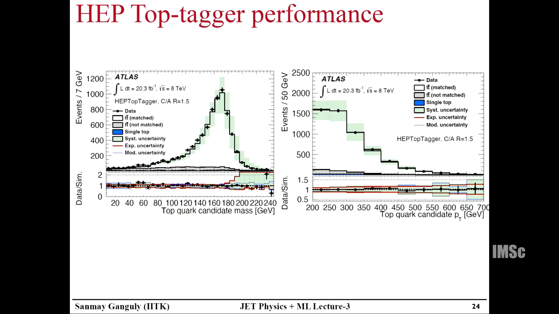This is the performance of HEP-top tagger, that in data it sort of figured out a good top candidate with pretty high degree of efficiency, and it works. So we can rely, whatever jet substructure methods we are talking about building, that it works in the data pretty well, which is very essential to ensure that it's good for precision measurement as well as searches.